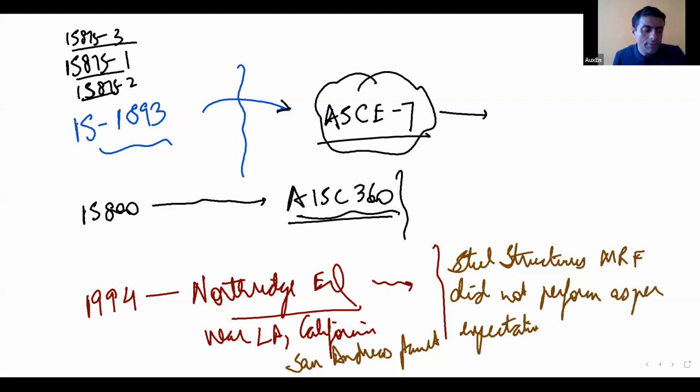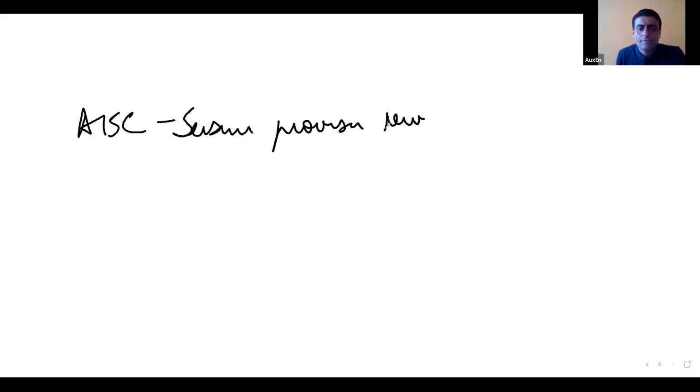So then a lot of changes were made, and subsequently the AISC seismic provisions, after the 1994 Northridge earthquake, were rewritten in the year 1997. Okay, a lot of work also happened under FEMA.